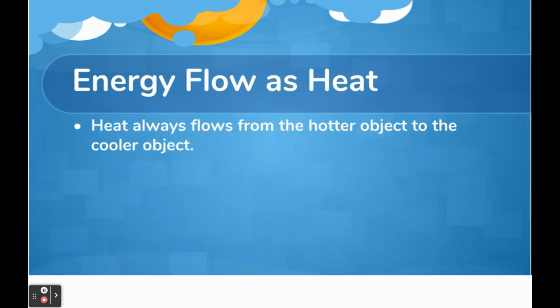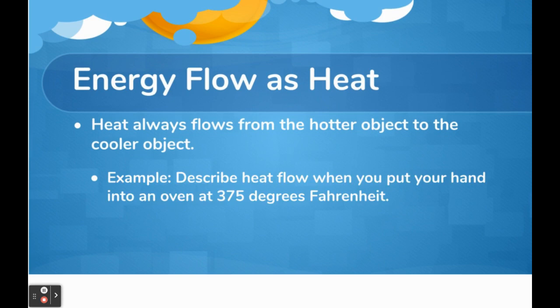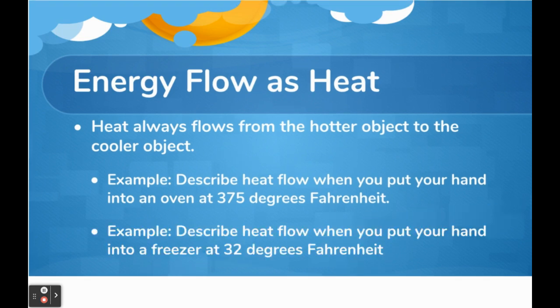It's important to understand that heat will always flow from the hotter object to the colder object. For example, when you put your hand into an oven at 375 degrees Fahrenheit, the heat will flow from the oven into your hand. Looking at the opposite, when you put your hand into a freezer at 32 degrees Fahrenheit, the heat will flow from your hand into the freezer.